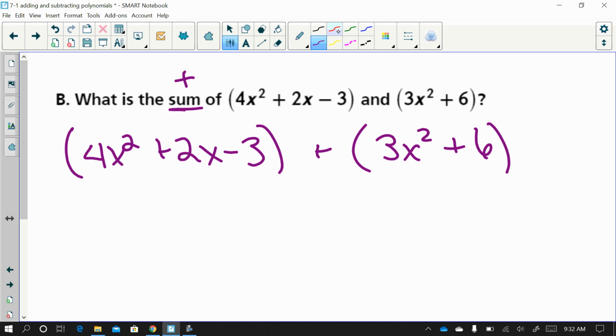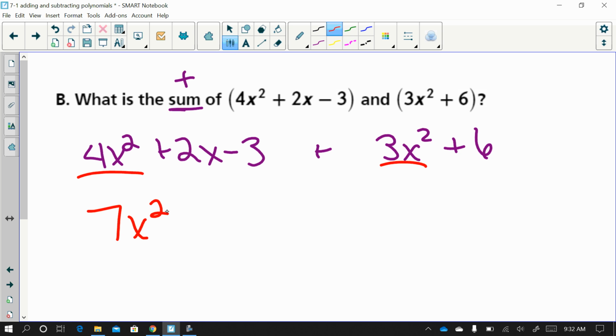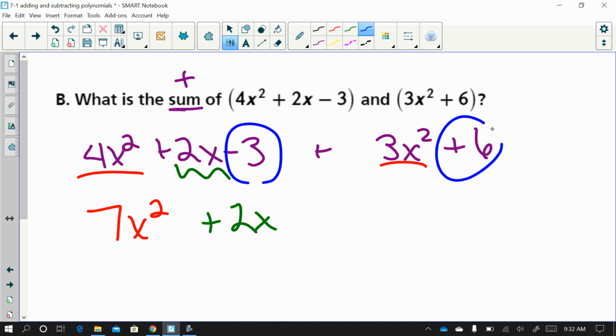Okay, now you should be asking yourself, do those parentheses really do anything for this problem? Well, do I have anything outside to distribute? No. So the parentheses aren't really doing anything. So at this point, I can drop parentheses. And now looking at it, it's exactly the same as what we just did. So let's go ahead and combine our like terms. 4x squared plus 3x squared, 7x squared. 2x, well, I don't see any more x's, so plus 2x. And then my constants, negative 3, positive 6. Negative 3 plus 6 is a positive 3. There's your answer.